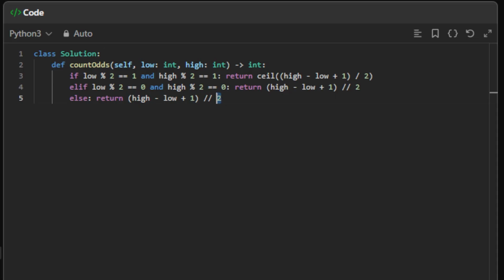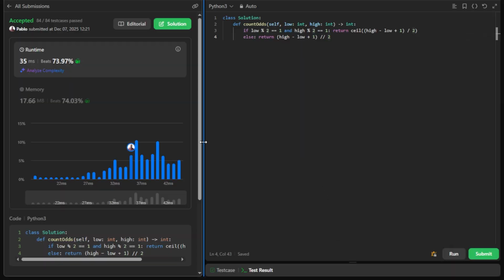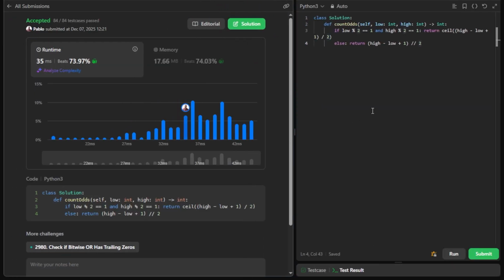And as you can see, we are repeating code here. This and this are the same, so we can just remove this. And here we say else. And that's it. This is the entire code. So now let's submit this and see if it works. As you can see, this works and it's very efficient.